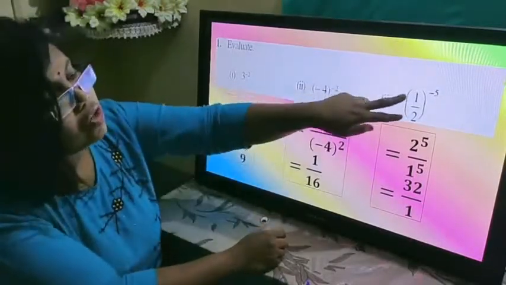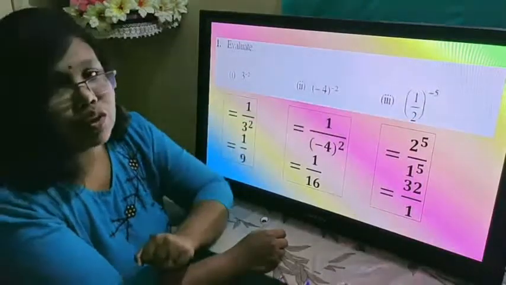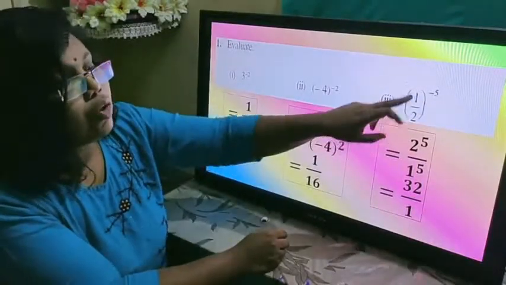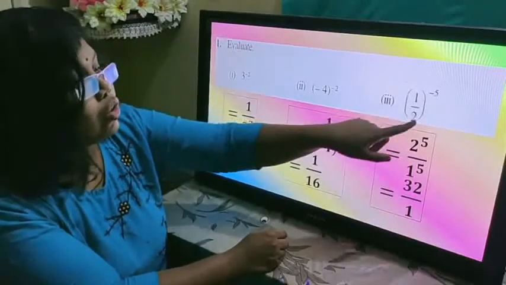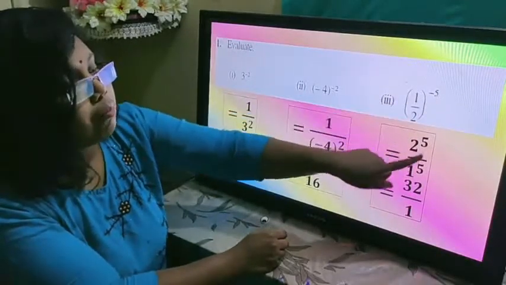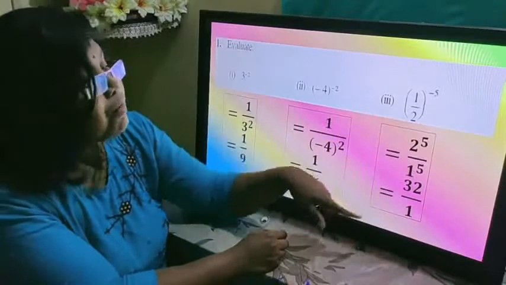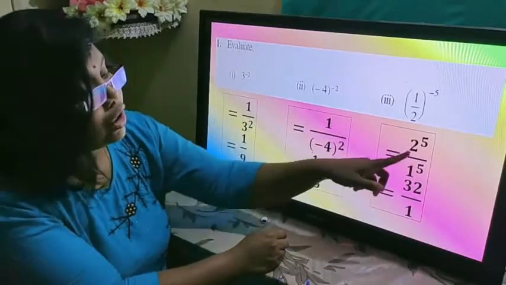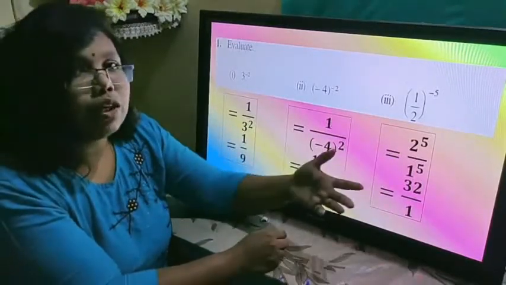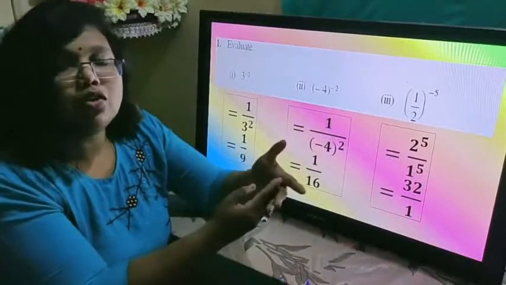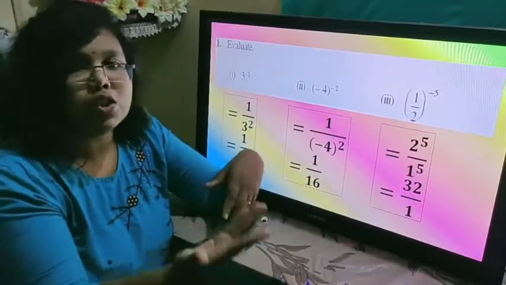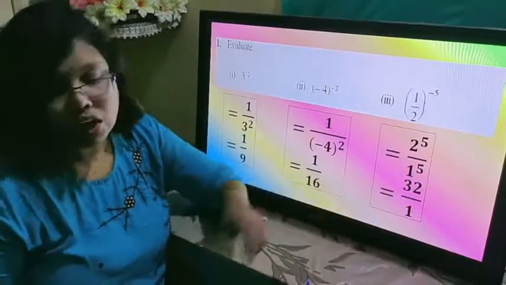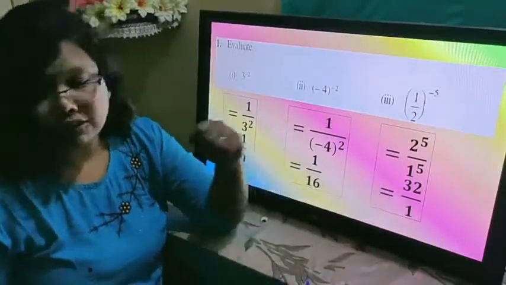Now 1 upon 2 whole raised to minus 5. The reciprocal of 1 upon 2 is 2 upon 1. And because we have the whole of it, minus 5 becomes positive 5 for both of them. So it would be 2 raised to 5. What is the value of 2 raised to 5? 2 multiplied by 2 is 4, 4 multiplied by 2 is 8, 8 twos are 16 and 16 twos are 32. 32 upon 1, this 1 could be left out.